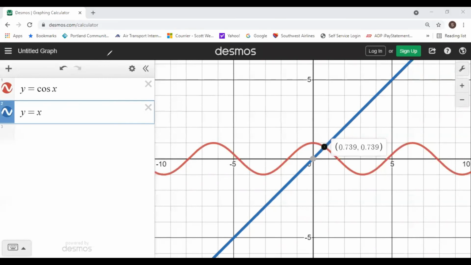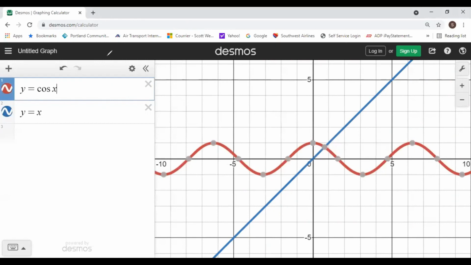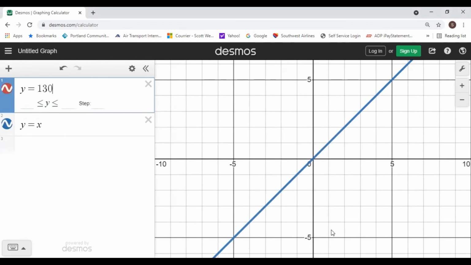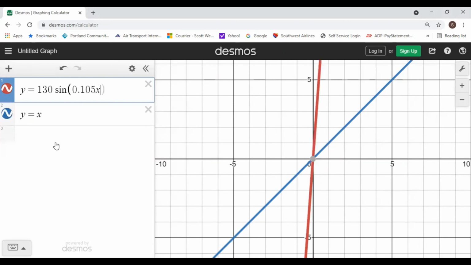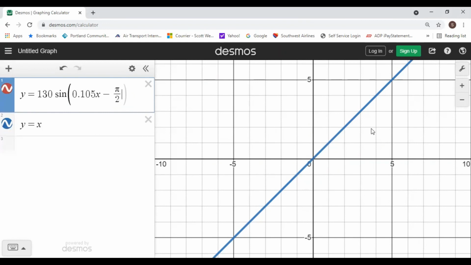So here, the way we can do this is we can enter into this the equation for the height as it has been given to us. So it was 130, and then it was times sine of 0.105 t. So I'm going to write it as an x, minus pi over 2, plus 130.